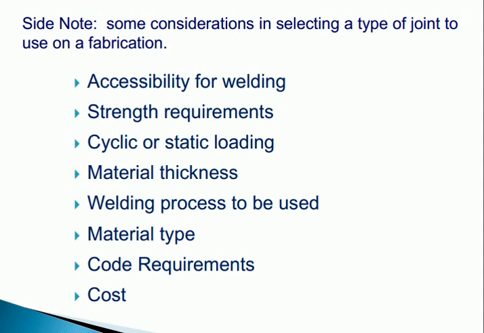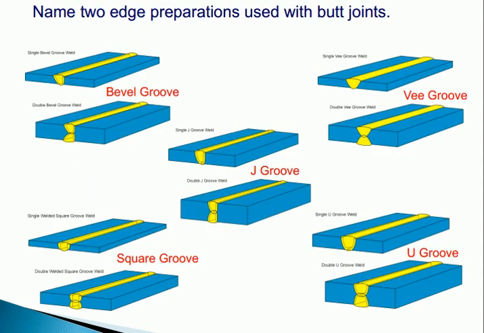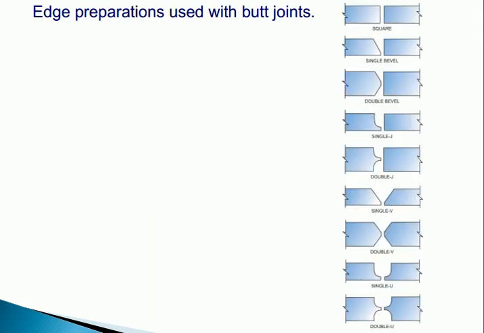Welding joint design and welding symbols. Chapter 5. Groove types: bevel groove, V groove, J groove, U groove, square groove. Name two edge preparations used with butt joints. Edge preparations used with butt joints.